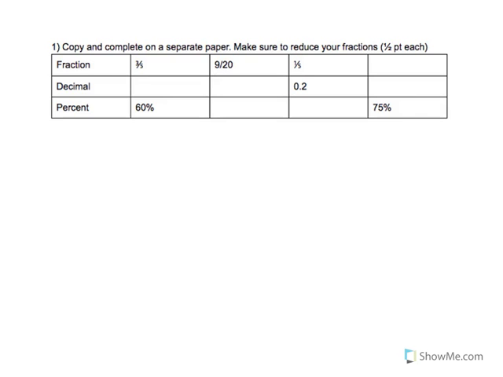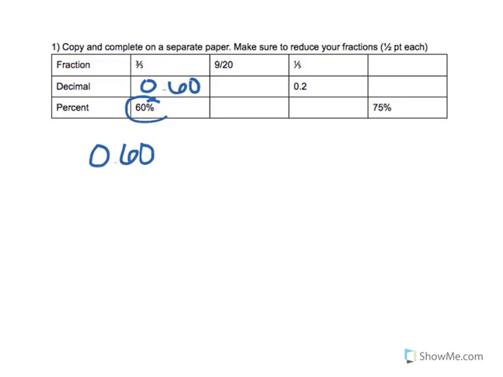Here we go, number one. Sorry, the one got cut off. So copy and complete on a separate sheet of paper. We're going to do it right here. So 3/5, let's start there. I'm not even going to worry about the 3/5. I see the percent is 60%. I know to write a percent, 60% is 60 hundredths, which is the same as 0.60. So I'm just going to put that in.